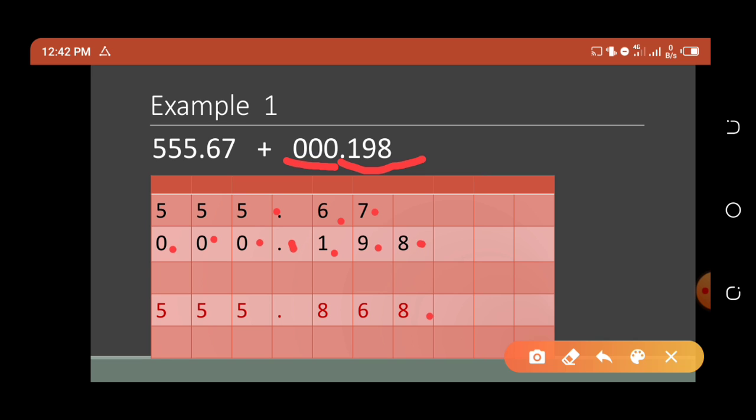I bring this 8 down. 7 plus 9 is 16. I drop 6. I carry 1. 1 plus 6 is 7 plus 1, 8. I drop it. I drop my decimal point here. Don't forget to drop your decimal point. 5 plus 0 is 5. 5 plus 0, 5. 5 plus 0, 5.